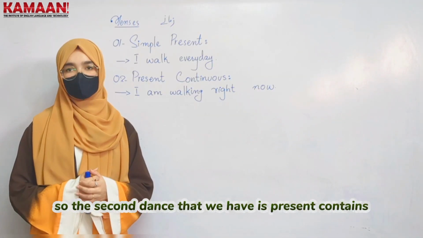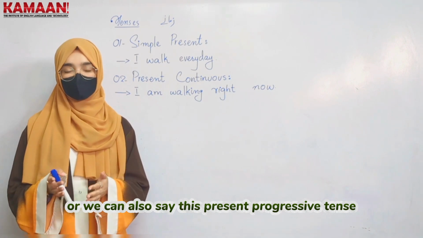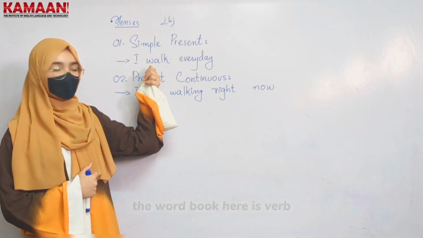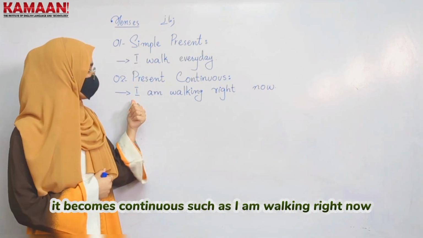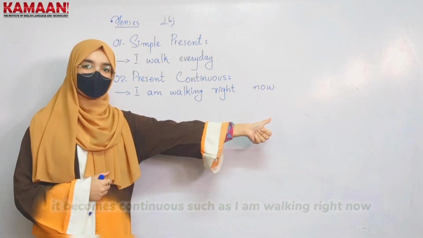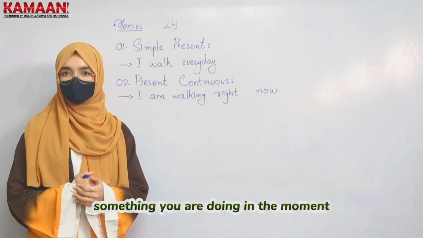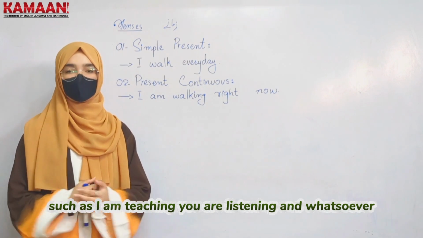The second tense that we have is present continuous, or we can also say present progressive tense. The word walk here is a verb. If I add ing to this, it becomes continuous, such as I am walking right now. Present continuous tense is used to talk about something you are doing in the moment, such as I am teaching, you are listening, and so on.